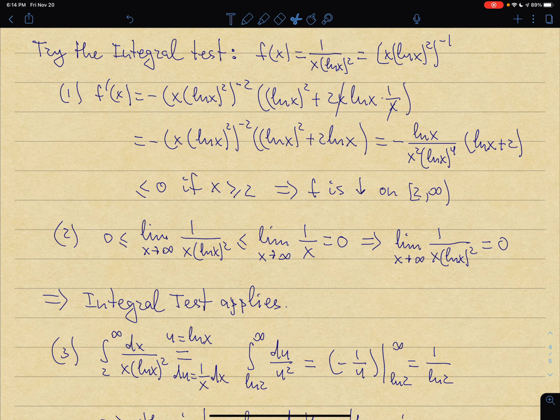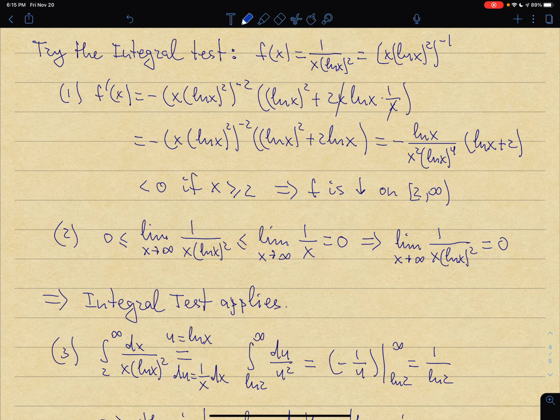And if x is greater than 1, then ln of x is positive. So then this term is positive, this term is positive. Squared and fourth power are both positive, and there is a minus sign in front. So that means that the derivative is less than 0 if x is greater than or equal to 2. And that means, in fact, it is strictly less than 0, and so f is strictly decreasing on the interval from 2 to infinity.